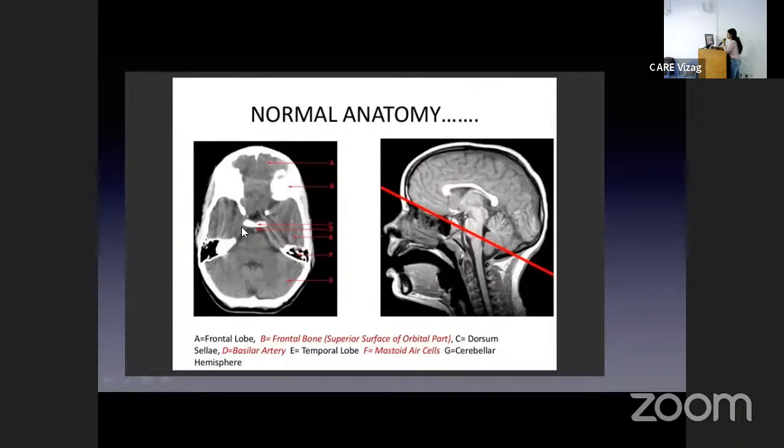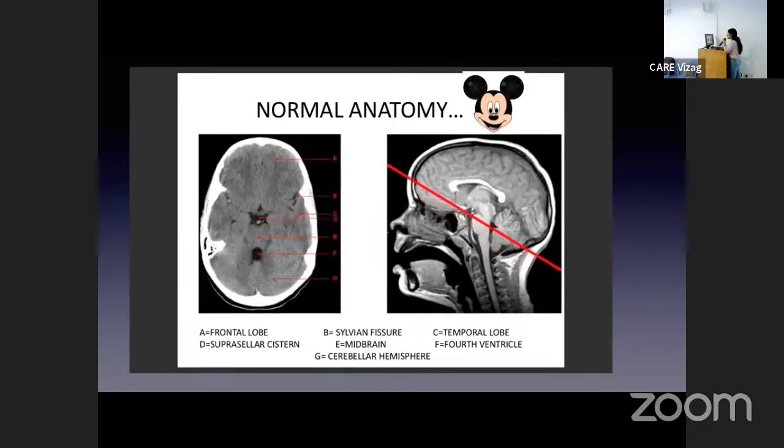Now next, this section is taken through sella turcica. This is where the pituitary stalk is, and this is the frontal lobe. Here we have the orbital part of the frontal lobe, frontal bone, and this is a basilar artery which is seen over here in front of the pons. And here we have external auditory meatus, the two temporal lobes, and the cerebellar hemispheres.